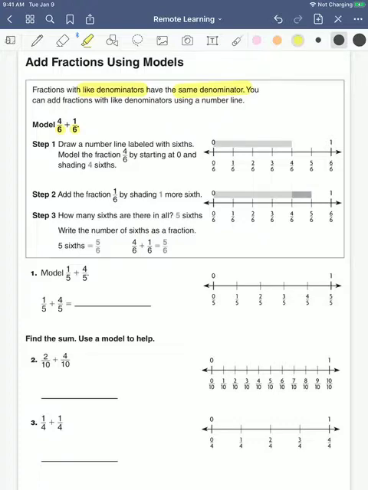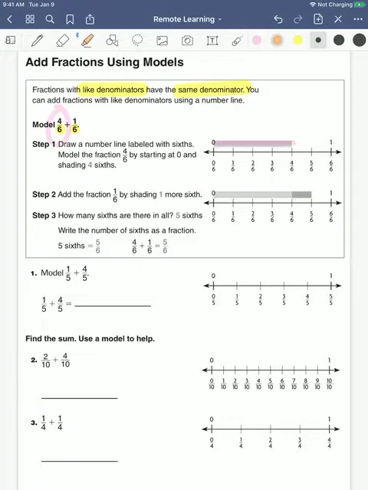So the first number we have, and I'm going to color code this, the first number is 4/6. So I'm going to start at 0 and go up to 4/6. And I went a little bit too far. I'm just going to do it one more time. Up to 4/6. Then it says add the fraction 1/6 by shading one more sixth.